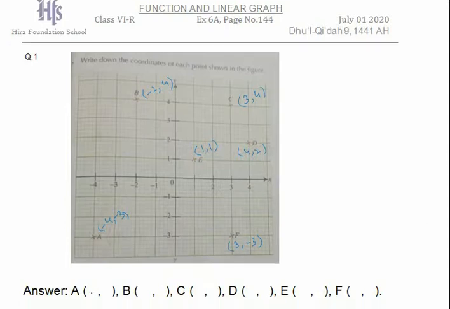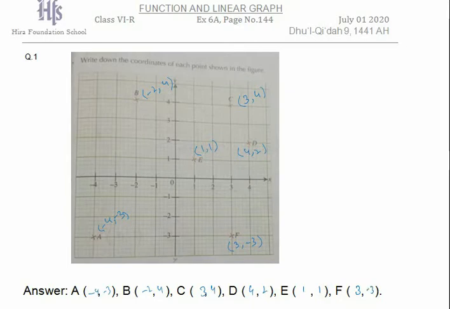We can also put the values in the answer box just quickly. So A is basically minus 4, minus 3, B is minus 2 and 4, C is 3 and 4, D is 4, 2, E is 1, 1, and F is 3, minus 3.